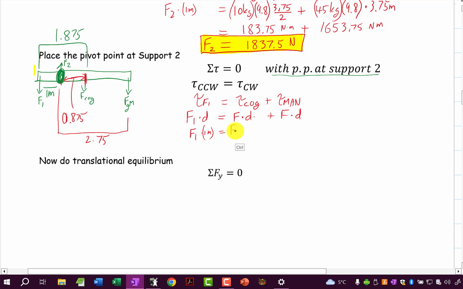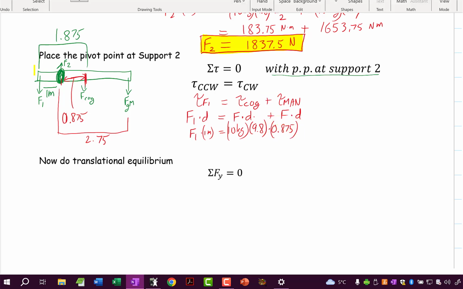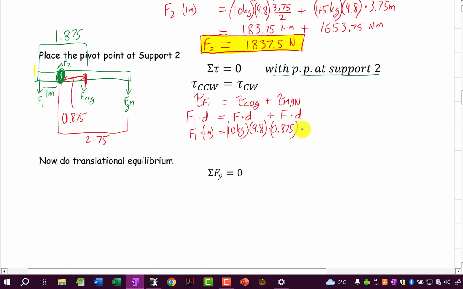I guess it's 10 kilograms times 9.8 times a distance of 0.875. I'll change color here for the next object, the man, plus the man, his weight is 45 times 9.8, and he is only 2.75 meters away from the pivot point.